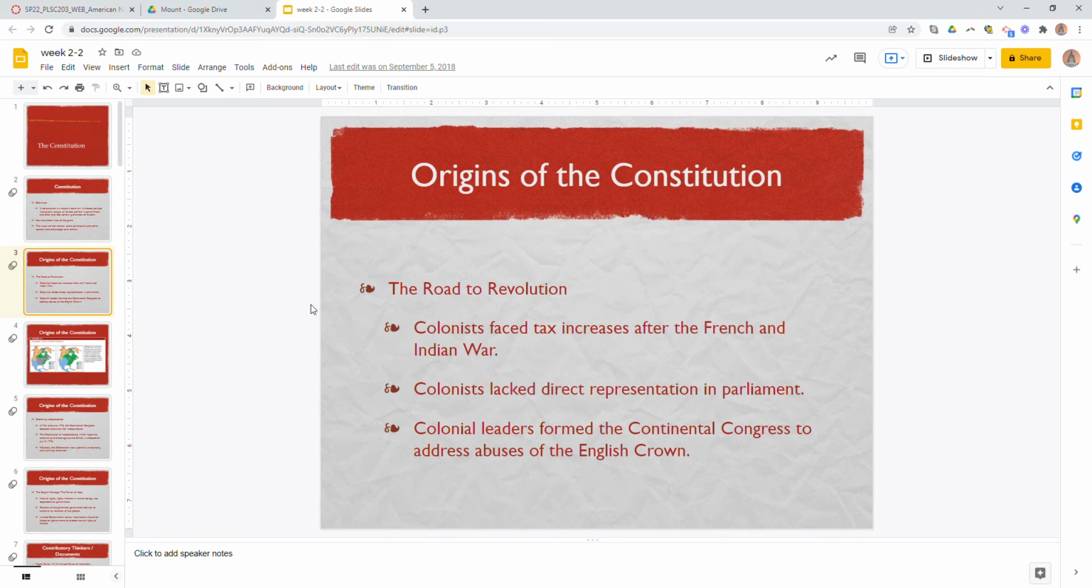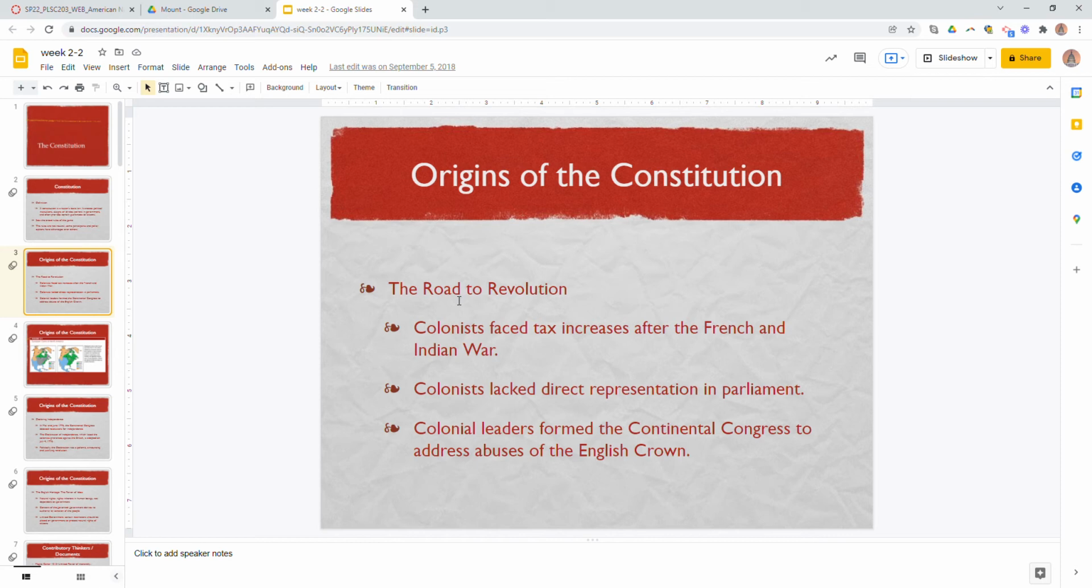So we begin this in the 1700s, specifically with the French and Indian War. The French and Indian War was a war fought between Britain and France all over the world. It's known as the Seven Years' War to the rest of the world, the French and Indian War to us.